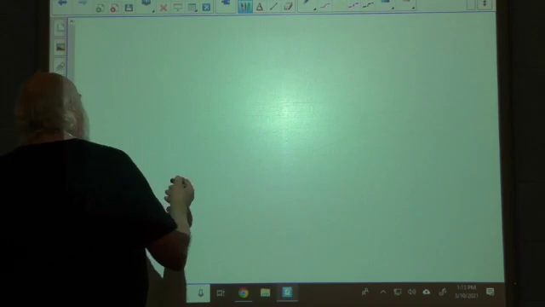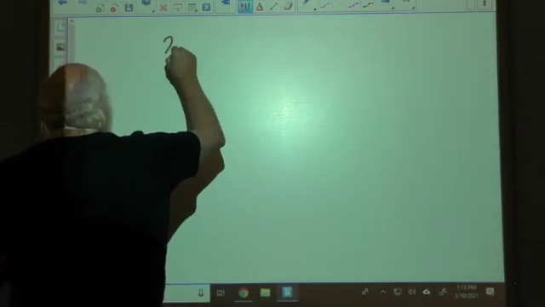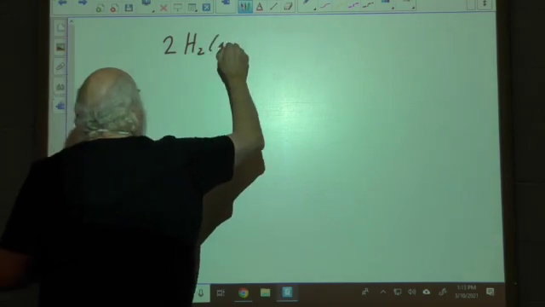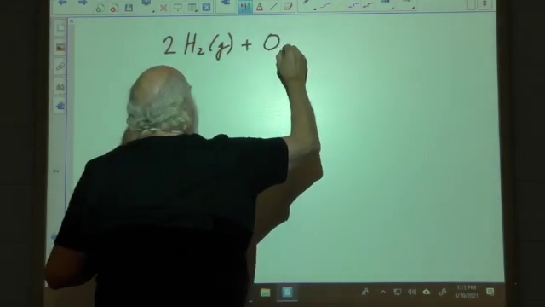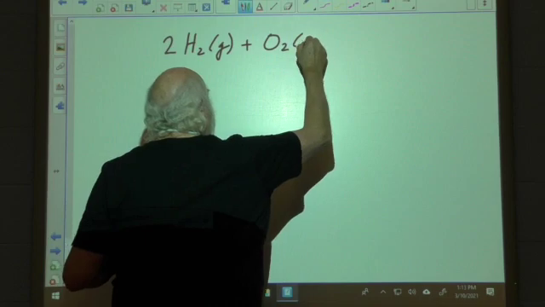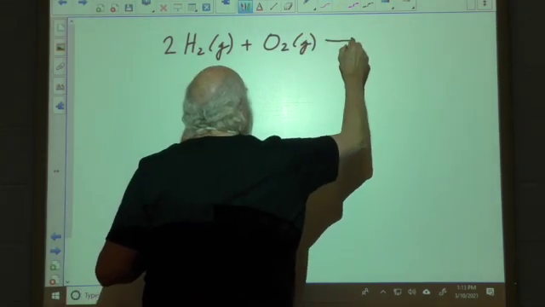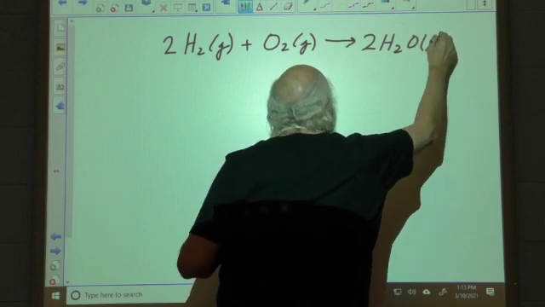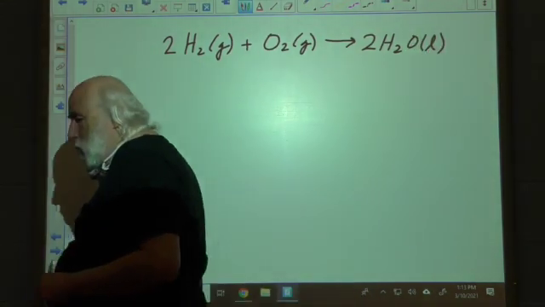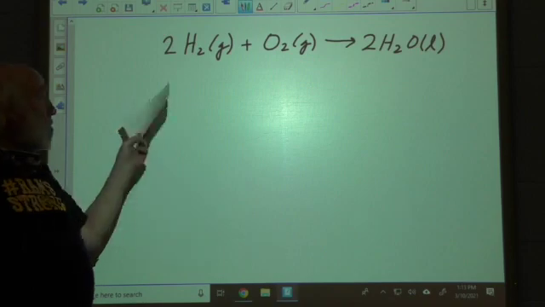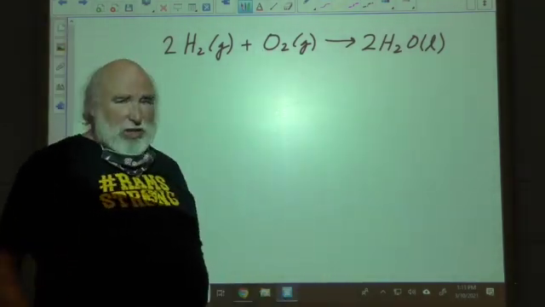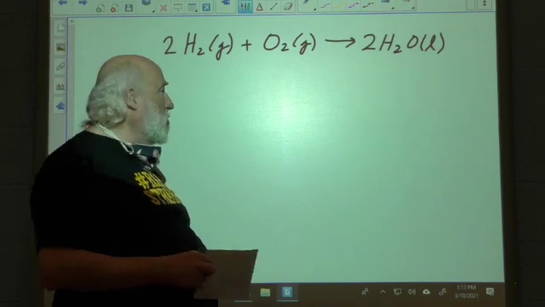So let's take the synthesis of water. And the balanced equation for this is 2 hydrogen gases reacts with 1 oxygen gas to produce 2 waters. Now, the numbers 2, 1, and 2 are coefficients, even though we don't have a 1 there. It's assumed to be 1, and correctly so.